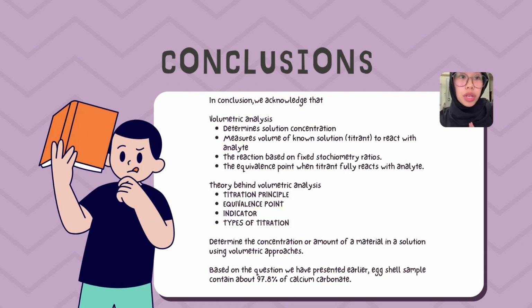The second objective is the theory behind volumetric analysis. We know that volumetric analysis involves adding a titrant of known concentration to an analyte until the equivalence point is reached, where their molar amounts are stoichiometrically equal, with an indicator signaling the endpoint, and it can be performed in various types such as acid-base, redox, complexometric, and precipitation titrations.